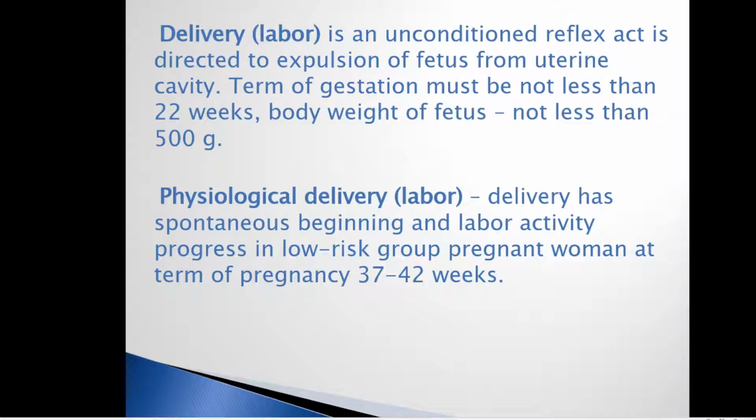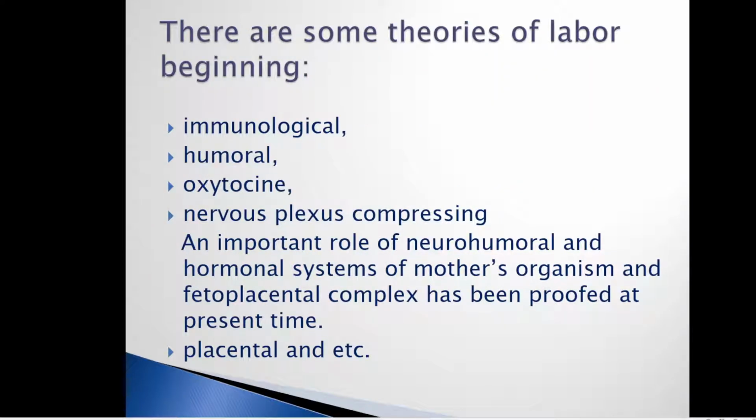has spontaneous beginning and labor activity progresses in low-risk group pregnant women at term of pregnancy from 37 till 41 weeks. There are some theories of labor beginning. You can see that there are different theories: immunological, humoral, oxytocin theory, nerve plexus compressing, placental, etc.